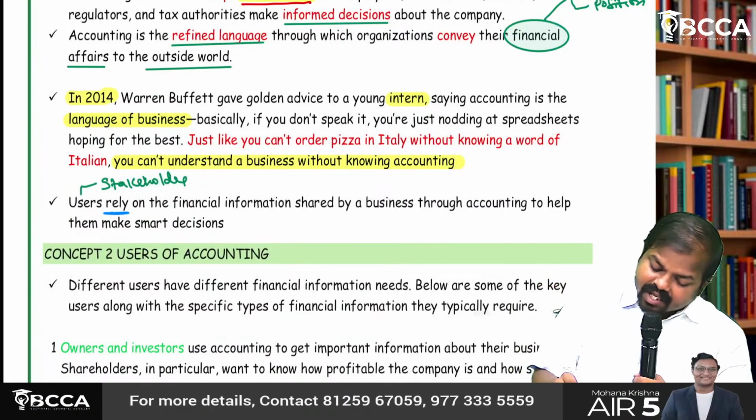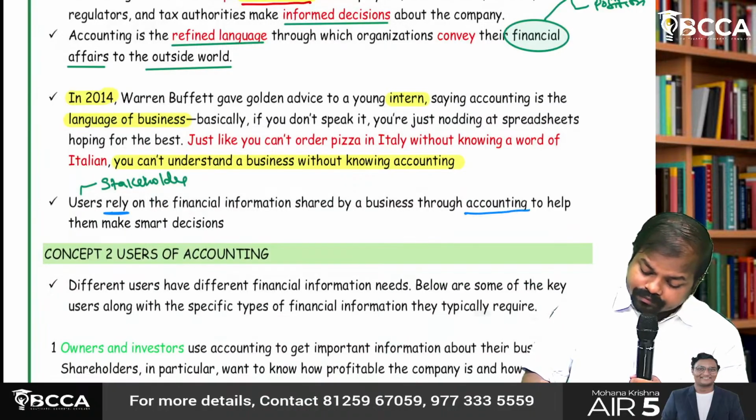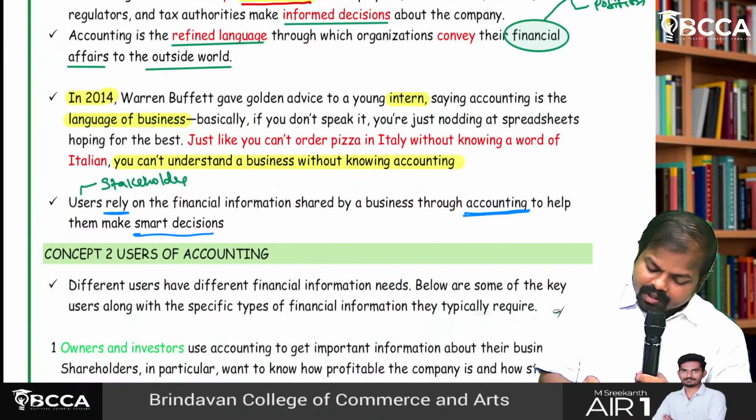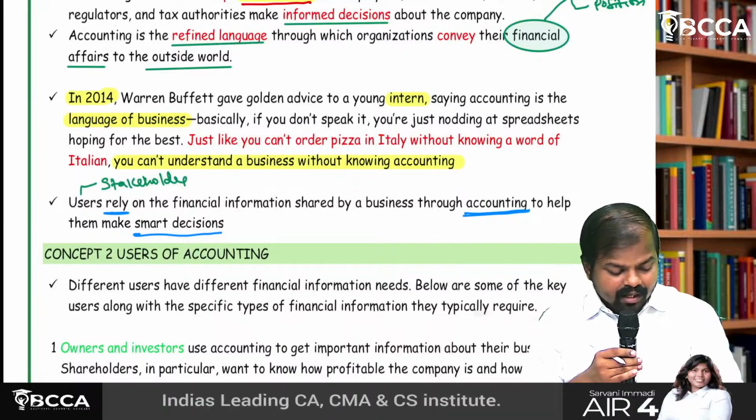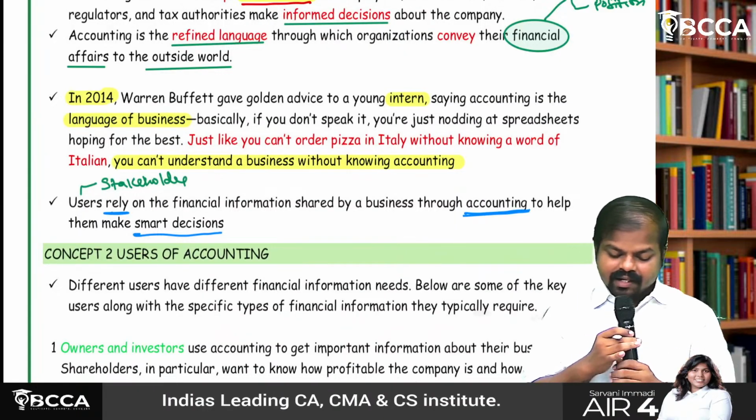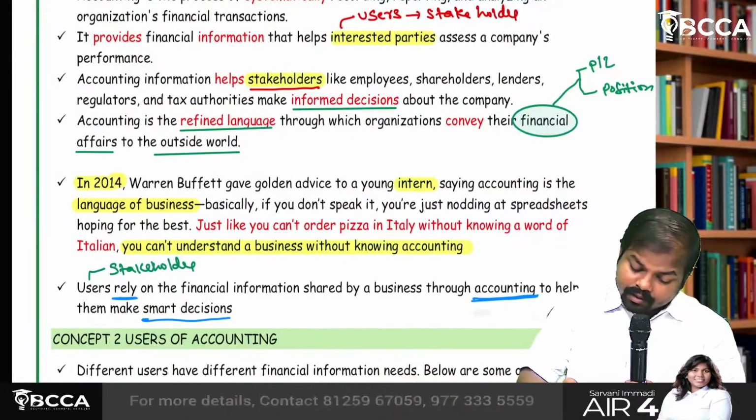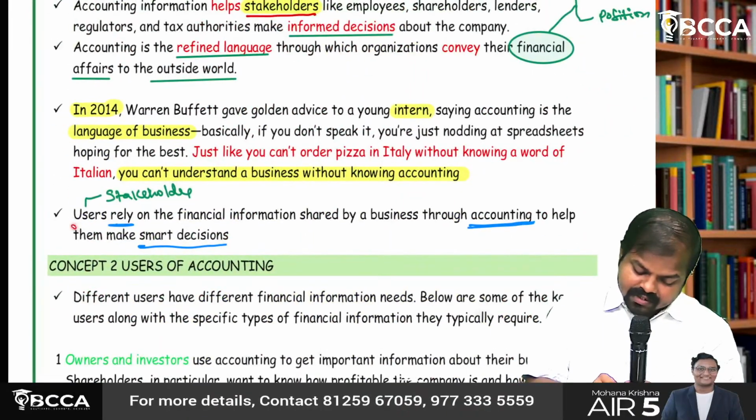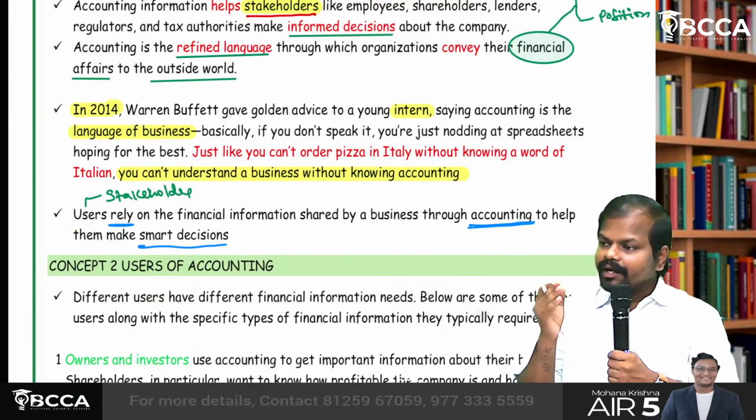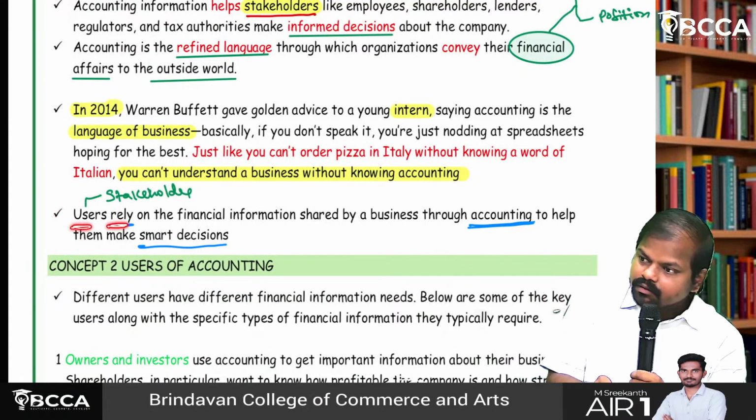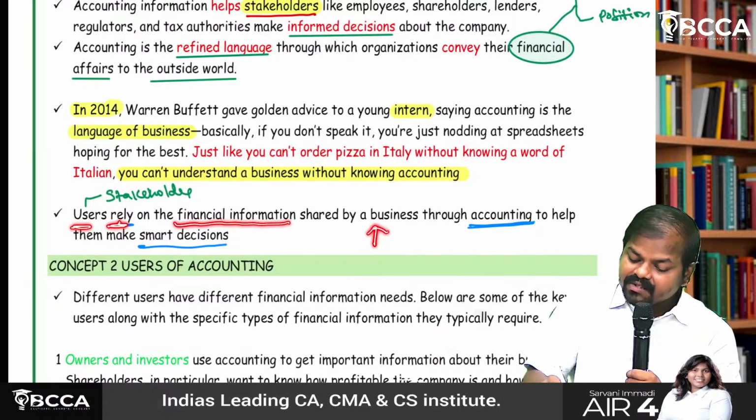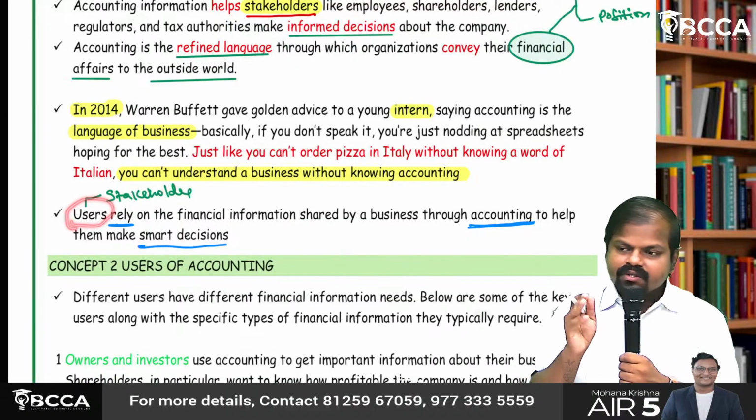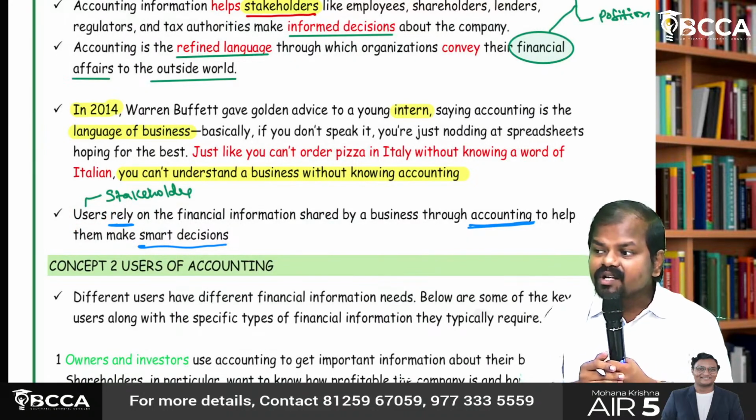Users rely on financial information shared by the business through accounting to help them make smart decisions. Make what? Smart decisions. Till now clear? Excellent. Next, I said users two times. Users are reliable on what? Financial information shared by the business with the help of accounting. I want to know who the users are.